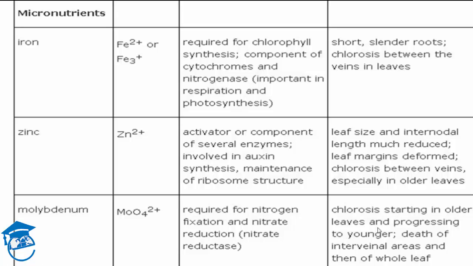Okay, so because of the deficiency of molybdenum, chlorosis occurs, but it occurs initially in the older leaves and then it progresses to the younger leaves. Okay, because of the molybdenum deficiency, death of the interveinal area takes place, and then the entire leaf gets dead. Okay, because of the molybdenum deficiency.